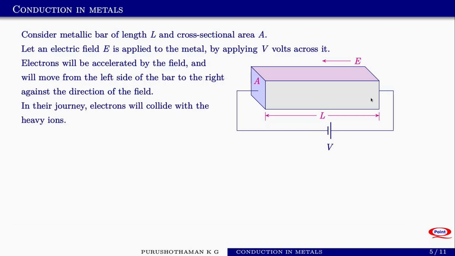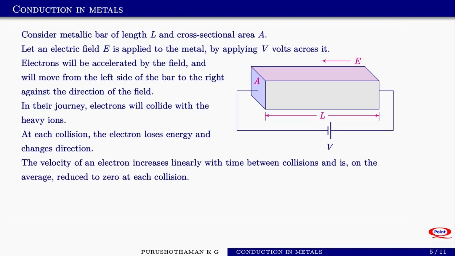In this motion, they will collide with the ions. After each collision, the electron loses energy and changes direction. So the magnitude and direction of its velocity change after each collision. The velocity of an electron increases linearly with time between collisions and is on the average reduced to zero at each collision. So at a collision, the electron may become zero velocity. Between collisions, it will be accelerated by the electric field and it will move towards the right.